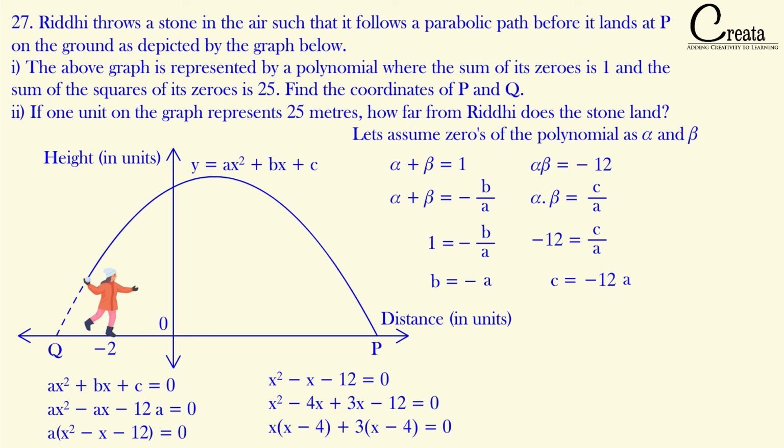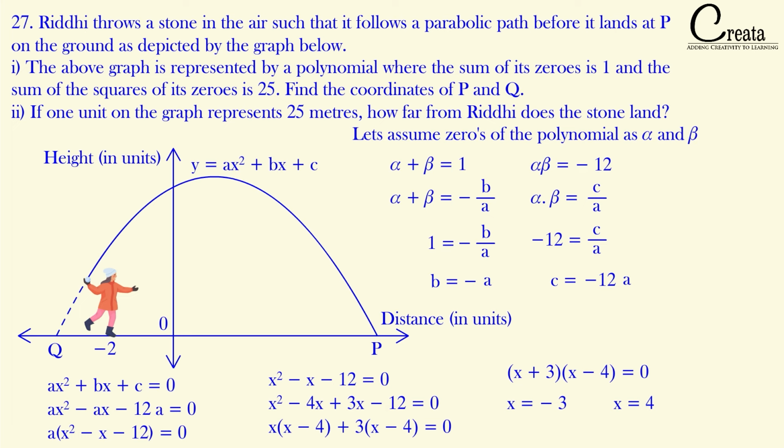Further, let's take x as common. We got x plus 3 into x minus 4 is equal to 0. We got x as minus 3 and x as 4. These are the two values of x at y is equal to 0, that is the points where this polynomial or parabola touches the x-axis. On the whole x-axis, we have y is equal to 0. These are the zeros of the polynomial. Are you understanding that? One is minus 3 and one is plus 4.